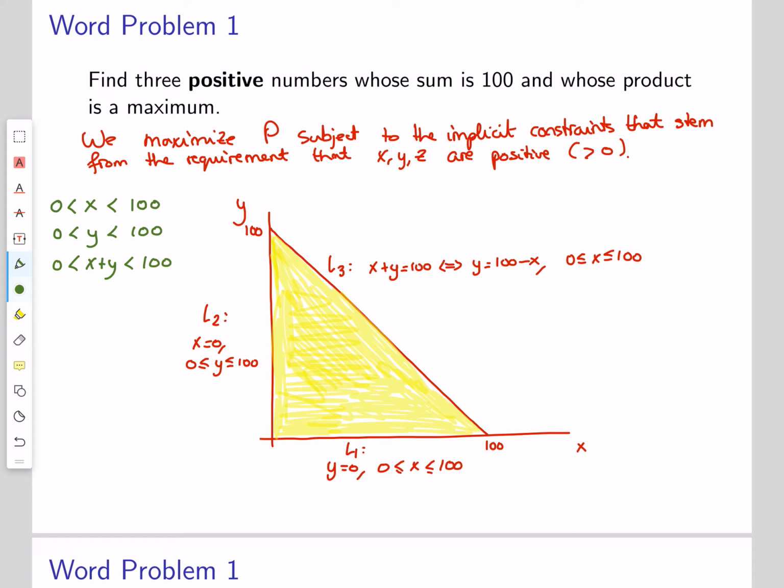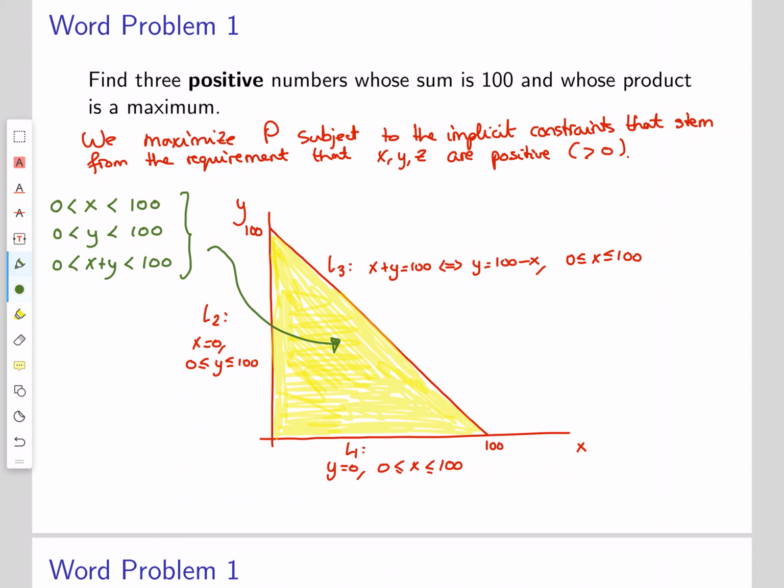So these three constraints that I've written in green translate into this yellow region. The boundary for this yellow region are the line segments L1, L2, and L3. We are not allowed to choose points on L1, L2, and L3, because on L1, for example, y is equal to 0, which is not allowed. But the boundary is just a nice way to delineate what that yellow region is.